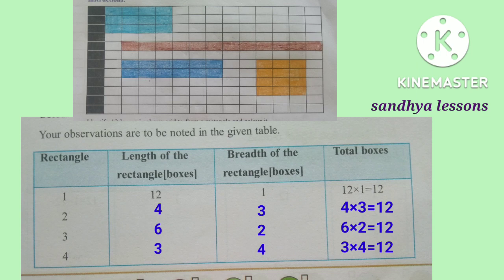Length of the rectangle is 4, breadth of the rectangle is 3, total boxes 4 into 3 is equal to 12. Length of the rectangle 6, breadth of the rectangle 2, total boxes 6 into 2 is equal to 12. Length of the rectangle 3, breadth of the rectangle 4, total boxes 3 into 4 is equal to 12.